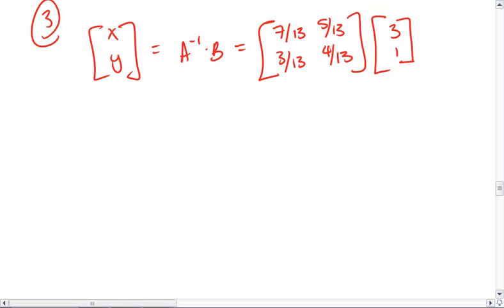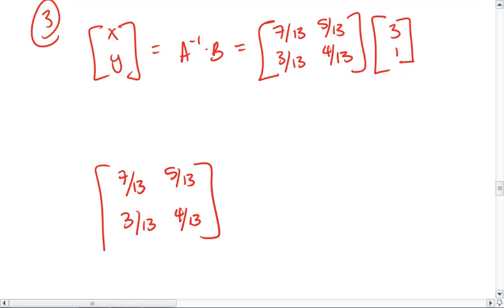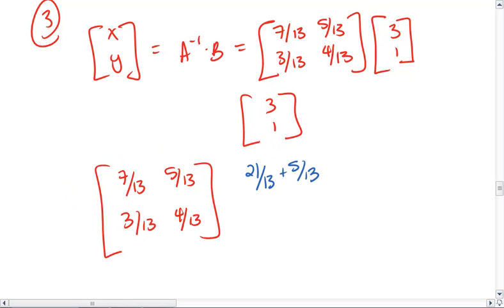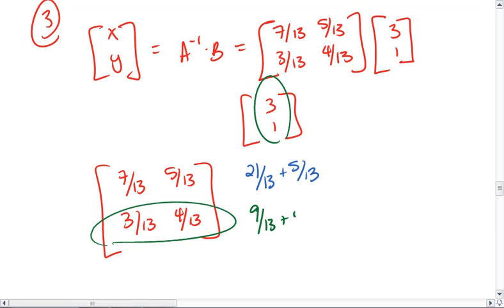When I multiply them together, I'm going to set my A inverse off to the left and my B inverse, or my B, up above. I then look at row and column for the first element. So I get 21/13 plus 5/13. And then for the second element, I look at the second row and first column. So I get 9/13 plus 4/13.